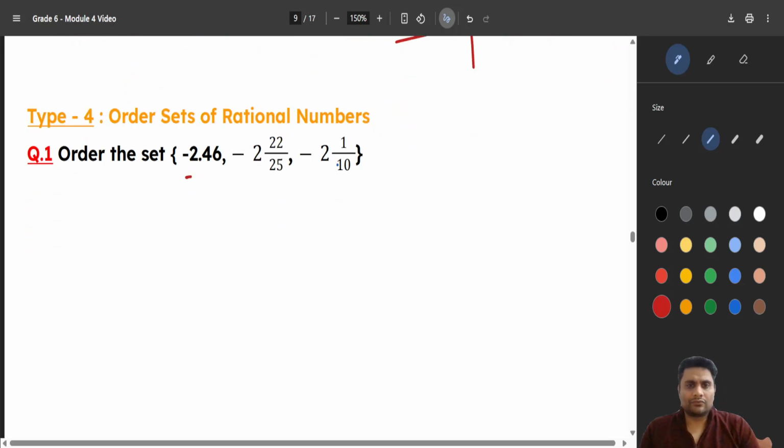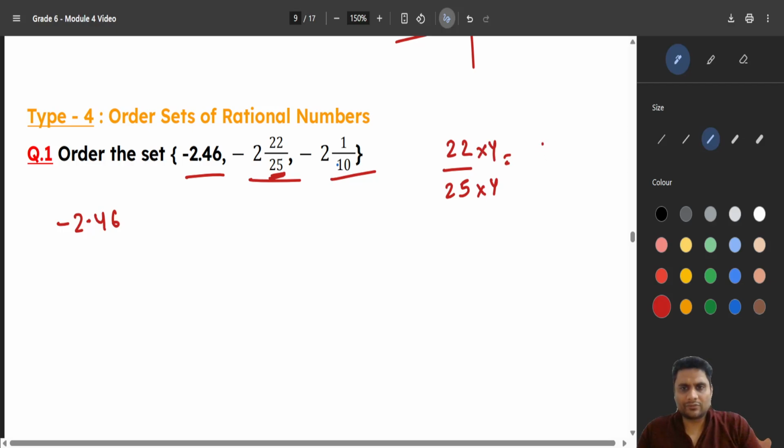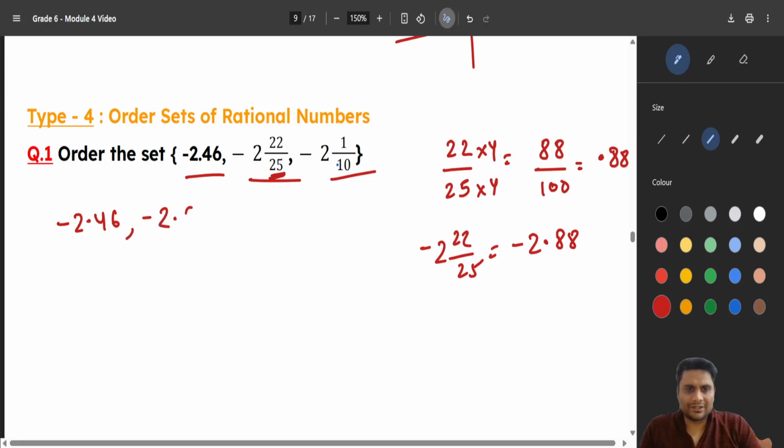Next, order the set of these numbers. All are negative numbers, so we must convert them into decimal numbers. So the first one is minus 2.46 as it is. Here check 25. I can change the 25 into 100, right? So 22 over 25. What will I do here? Multiply 4, multiply 4. This gives me 88 over 100, which means 0.88. So minus 2 and 22 over 25 will become minus 2.88. Okay, so the second number is minus 2.88.